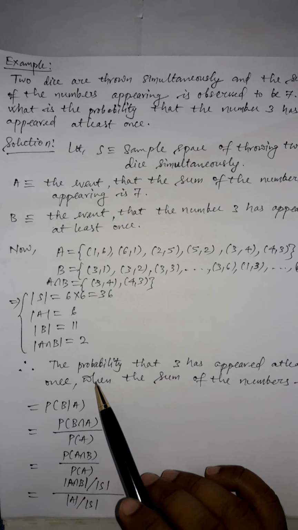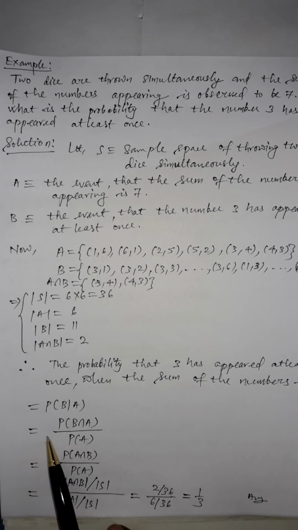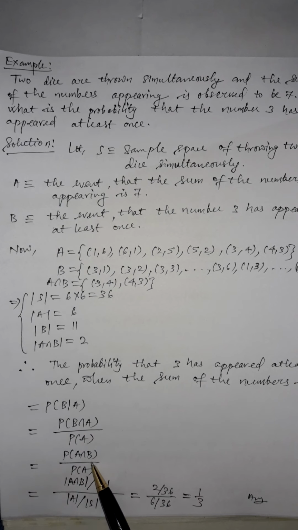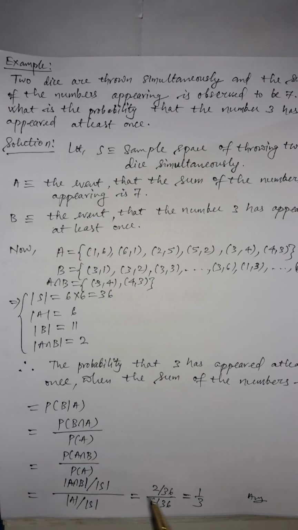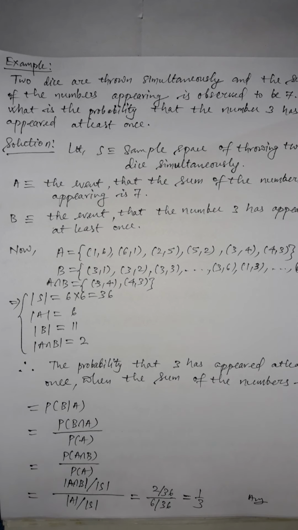Now the probability that 3 has appeared at least once when the sum of the numbers is 7 equals the conditional probability of B subject to A, whose formula is the probability of B intersection A divided by the probability of A, and you know A intersection B and B intersection A are both the same. Now you can apply the values here and calculate, and the value you get is 1 by 3. So the probability of this conditional event is 1 by 3.